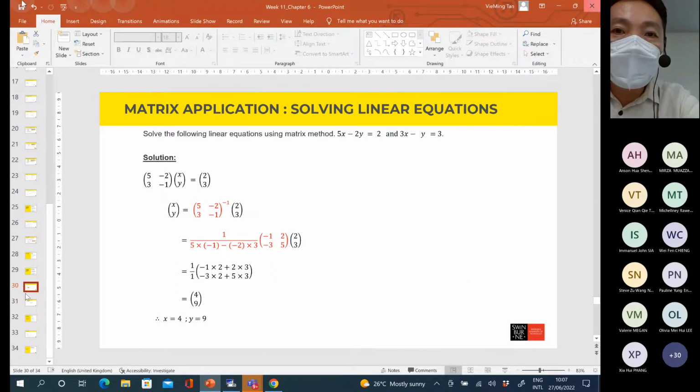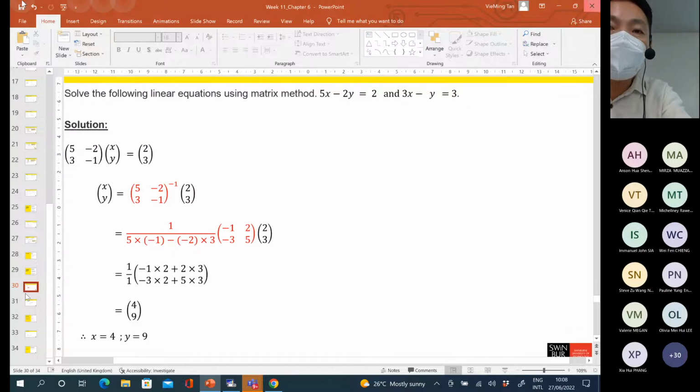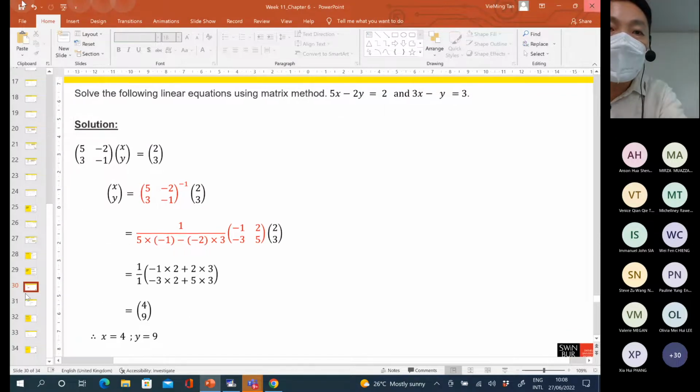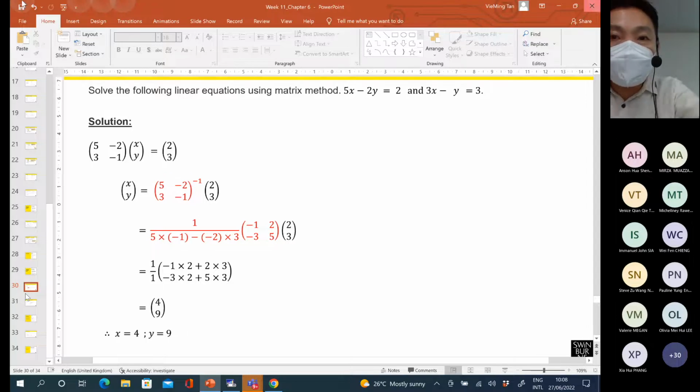So what is the reason we want to study this inverse matrix? The reason is because we can use the concept of inverse matrix to solve linear equation problems at the same time. We can solve the x and y values, or two variables, simultaneously. So let us try this example. Let's say there are two linear equations: 5x minus 2y equals 2, and another linear equation is 3x minus y equals 3. Now you are asked to solve the x and y values by using the matrix method.